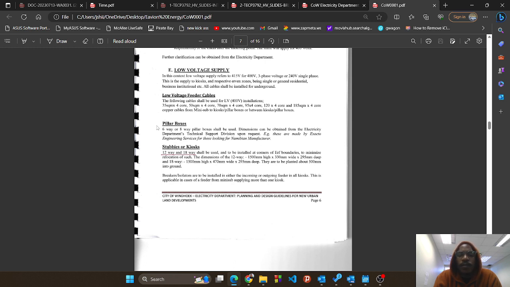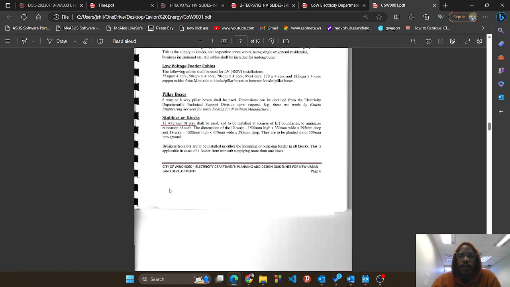This is all information that you need to take note of when you do your Herman Beta, and also when you're doing your design. For the pillar boxes, a 6-way or 8-way pillar box will be used in a case whereby you are going to use pillar boxes. But what you should note down is just the kiosk. City of Windhoek allows for a 12-way kiosk or 18-way kiosk, so it just depends on you what type of kiosk you are going to use, and the breakers are also specified there.